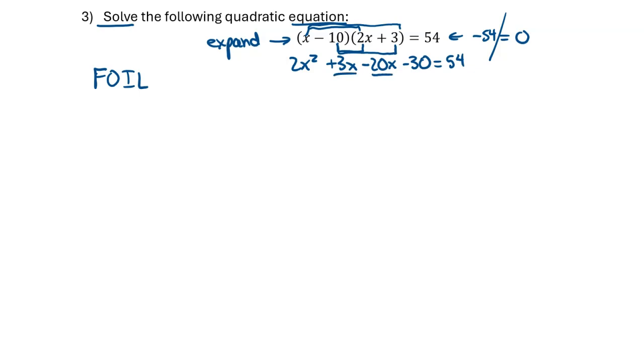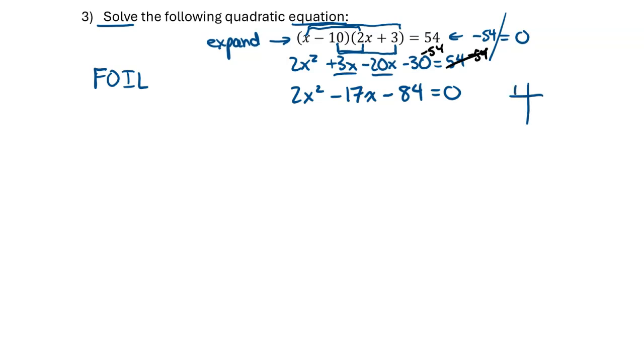Now to get that 54 to the other side, we're going to subtract 54 from both sides. Whatever you do to one side, you have to do to the other. And we're also going to combine those like terms on the left. So we get 2x squared minus 17x minus 84 equals 0. So now it's in a form where we can solve it because it's equal to 0. But now we have to actually go ahead and factor again.